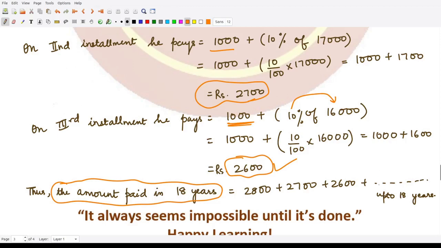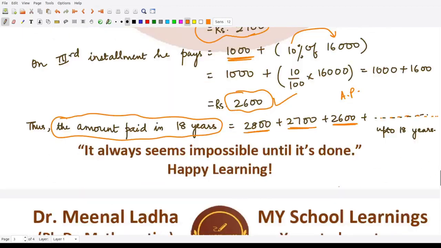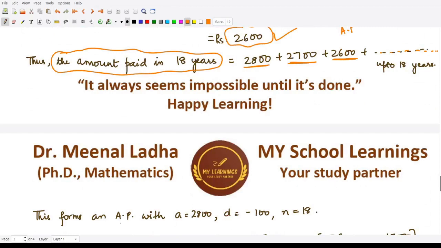Now I have written dash dash dash. I am not calculating all the 18 values. Why? Because I can use AP. We have a handy tool here, and we can make use of this arithmetic progression or arithmetic series. So here you can see, because the difference between each of the terms is constant, it is minus 100. So therefore we can make use of AP formulas in order to calculate this sum.